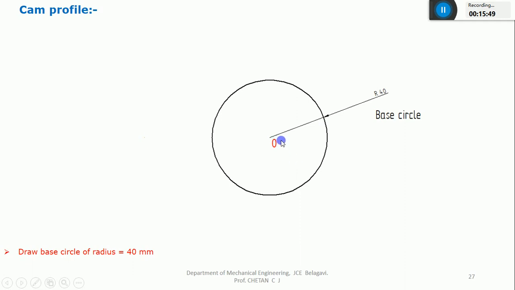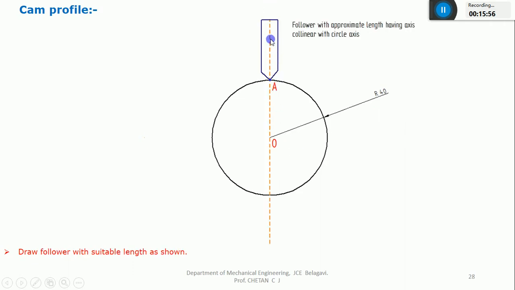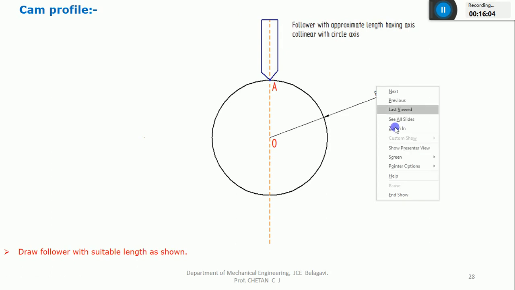As per the given condition, the axis of this base circle, or the cam, is in line with the follower axis. Correct. In the problem, in the first condition, the axis of this follower, which is nothing but a knife edge follower, is in line with the axis of the cam. So that's why I'll draw an axis which is passing through the center of this circle at point O.